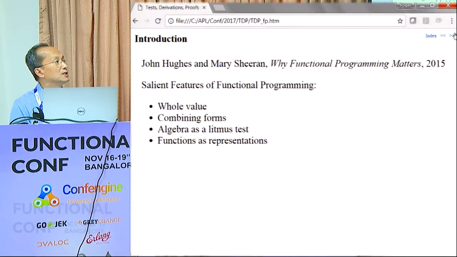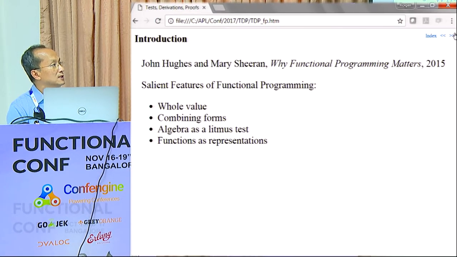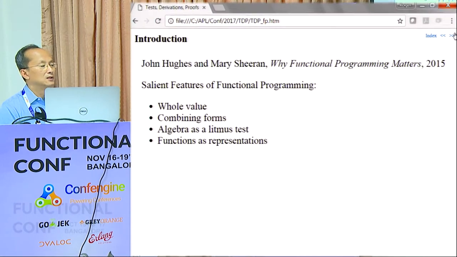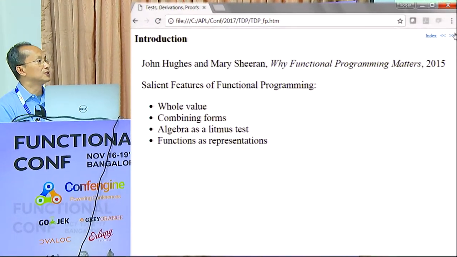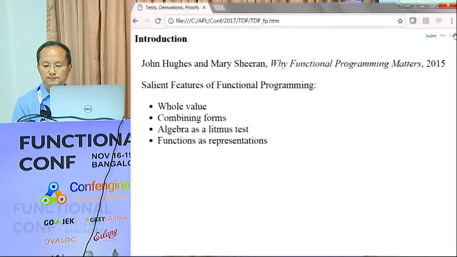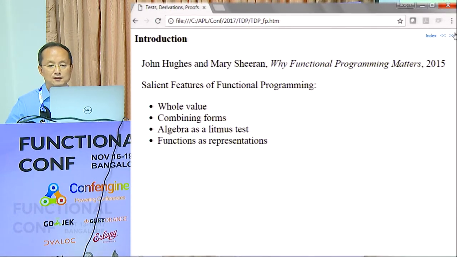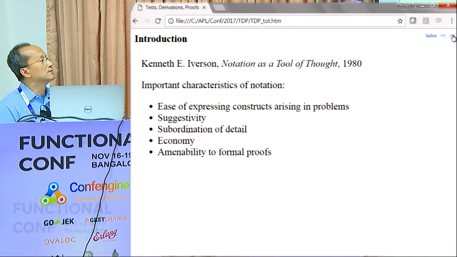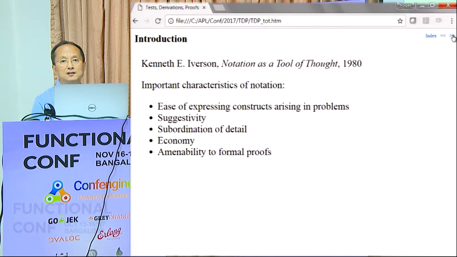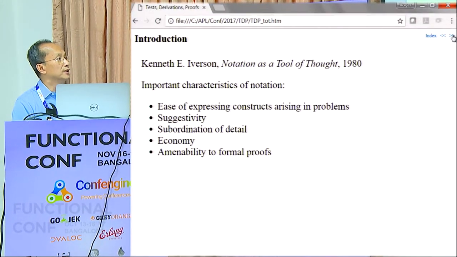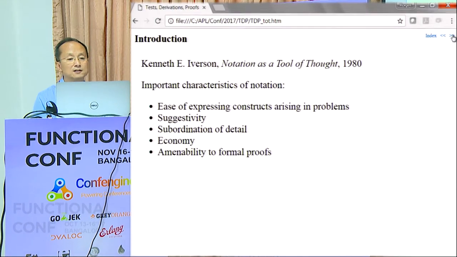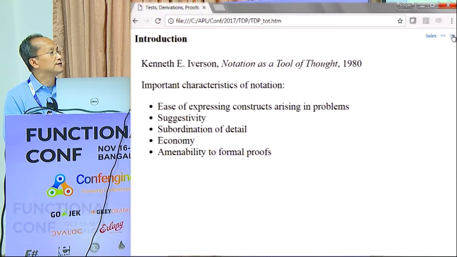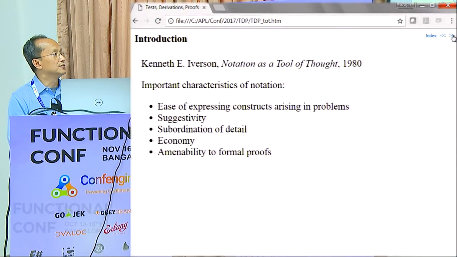John Hughes and Mary Sheeran, in their talk, Why Functional Programming Matters, listed four salient features of functional programming. And similarly, Ken Iverson, the inventor of APL, in his Turing lecture in 1980, Notation as a Tool of Thought, listed five important characteristics of notation.